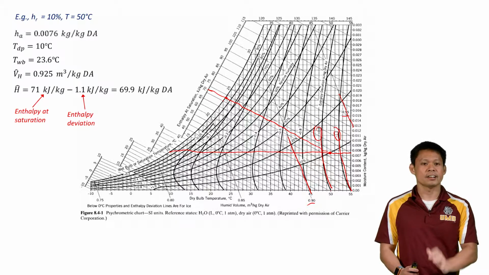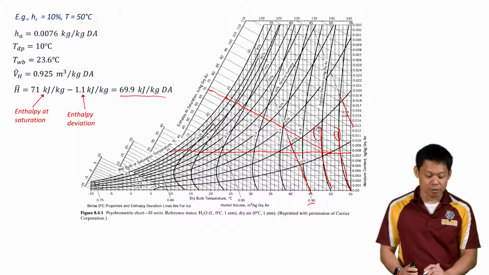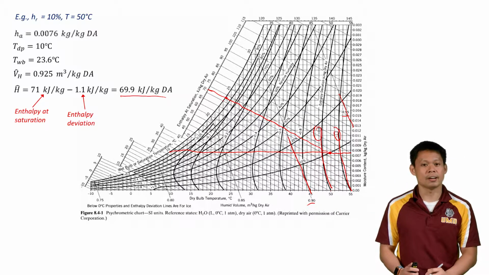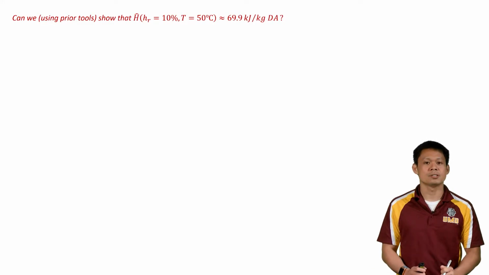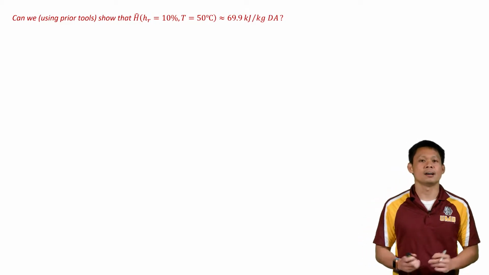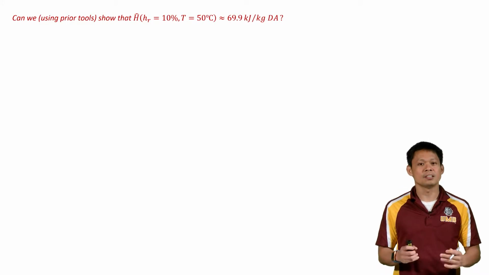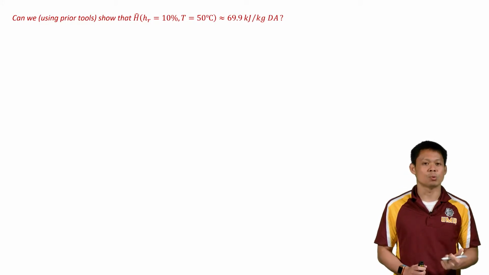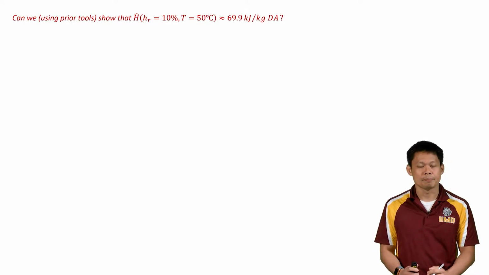But before I end this lecture, what I want to do is, can we show this 69.9 kilojoules per kilogram of dry air using the tools that we had before? So using our thermodynamic correlations and using our steam tables, can we show this exact same enthalpy value? Note that down here, the enthalpy of this stream is the enthalpy of the combination of both your water vapor and your dry air. And in this case, the basis is given per kilogram of dry air.